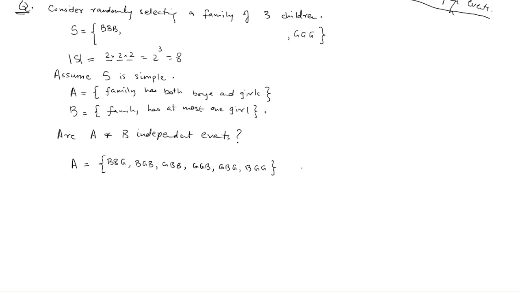Since it's a simple sample space, I can compute the size by counting, and the size of A is 6. The size of the sample space is 8. What is set B? Family has at most one girl.